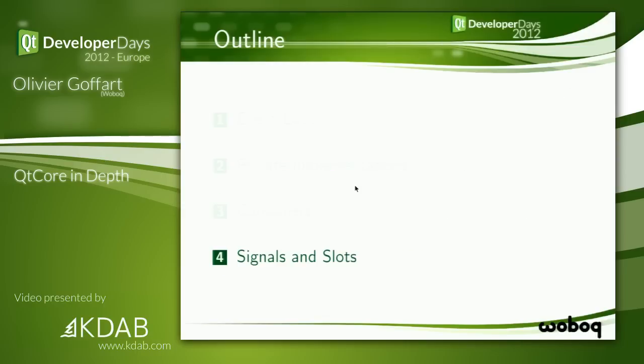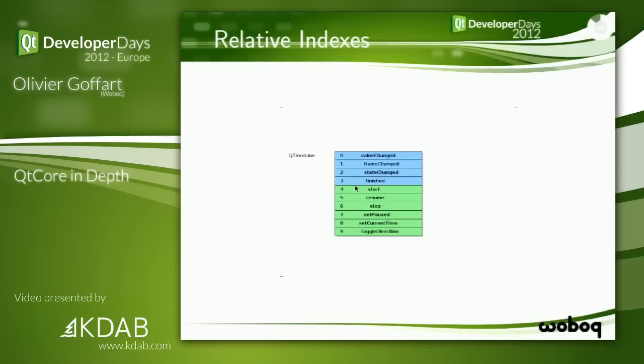So a bit more about those offsets. For example, for QTimeLine, we have the indexes, the relative indexes, for all the methods that are known to moc. First come the signals, 4 signals, and then come the slots. And they have this index.